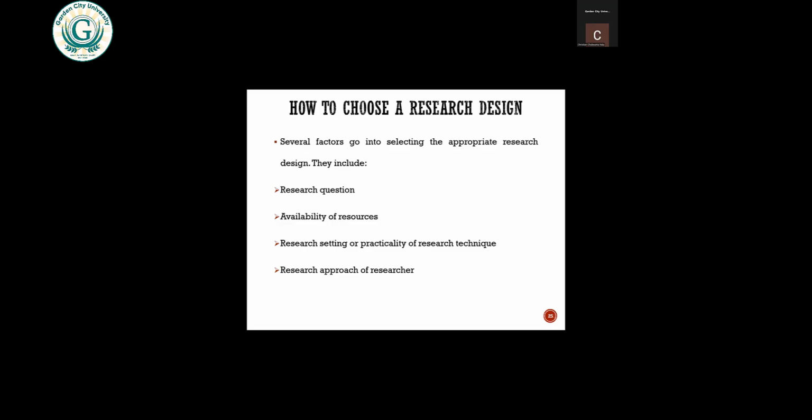And then the research setting and the practicality of the research technique. Sometimes the research technique you want to use is not practical, so you change the technique you want to use. For example, if you want to check the effect of the use of iron supplement on the weight of a baby, whether it affects the weight of babies.